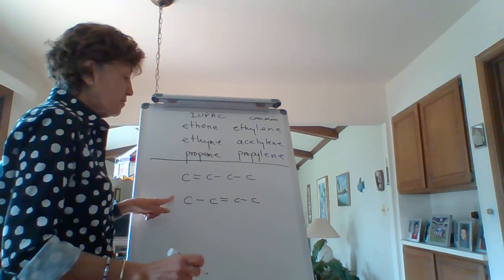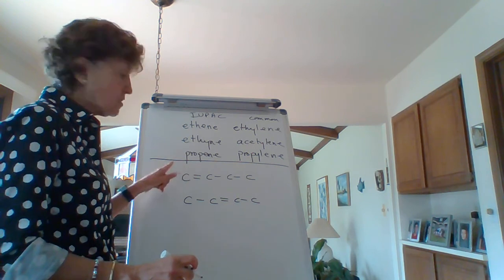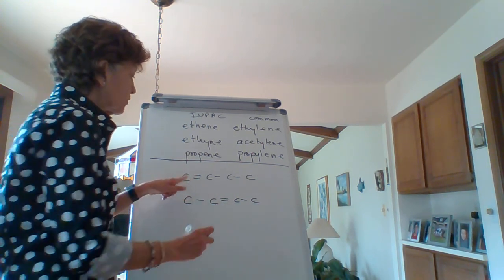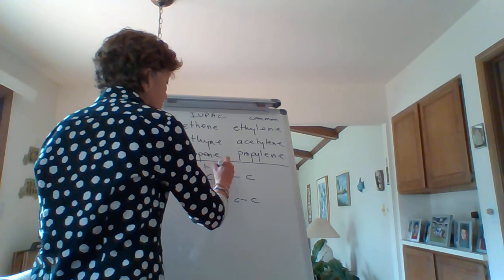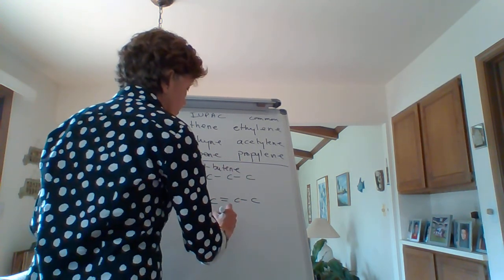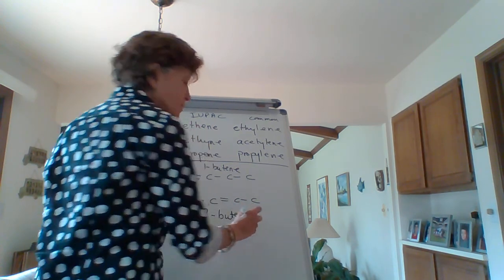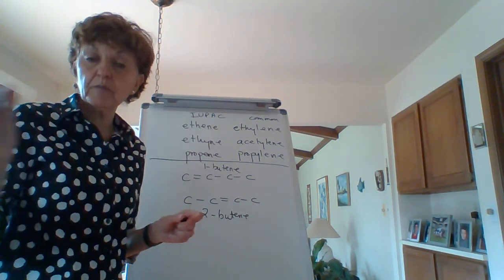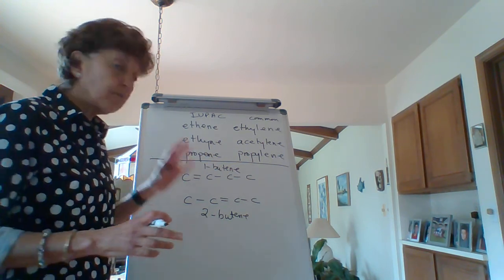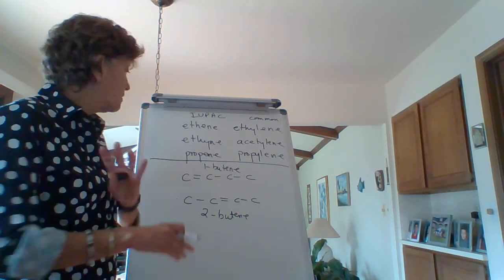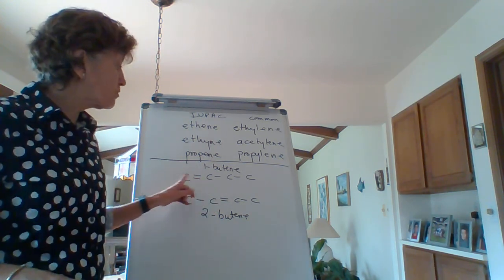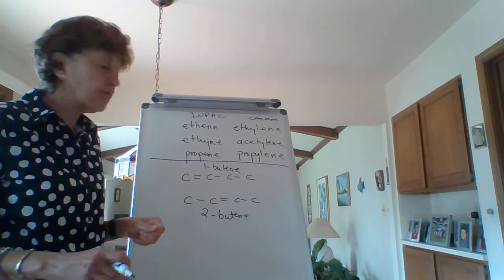So butene and butene. Notice they look very similar except the location of the double bond. This over here would be 1-butene, and this over here would be 2-butene. So these are isomers just because we moved the position of the double bond. They are same molecular formula, different structure, different name. The structure differs because of the position of the double bond.